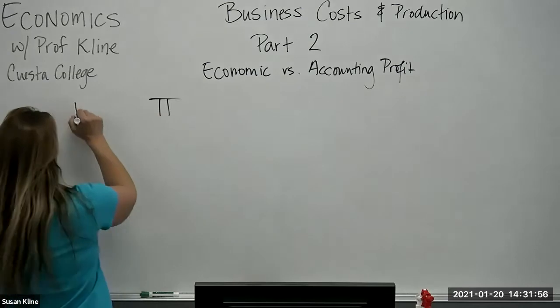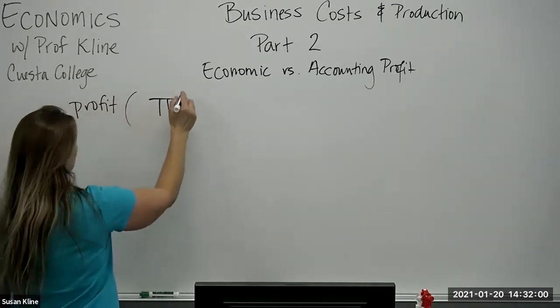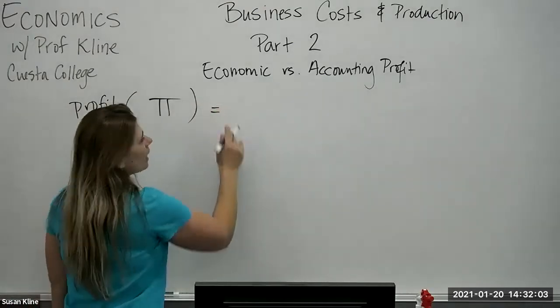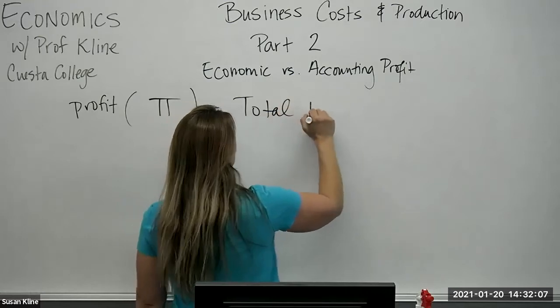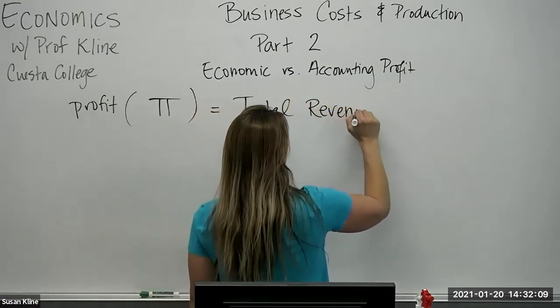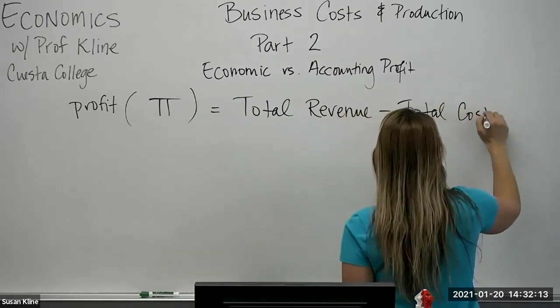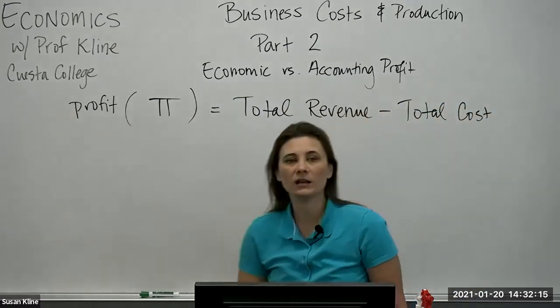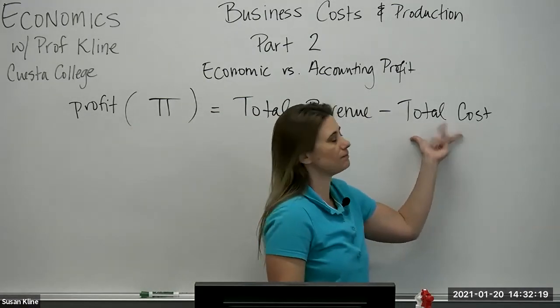So profit, using the letter pi, the Greek letter pi, is simply total revenue minus total cost. The difference between economic and accounting costs is what we're going to include in this cost here, right?